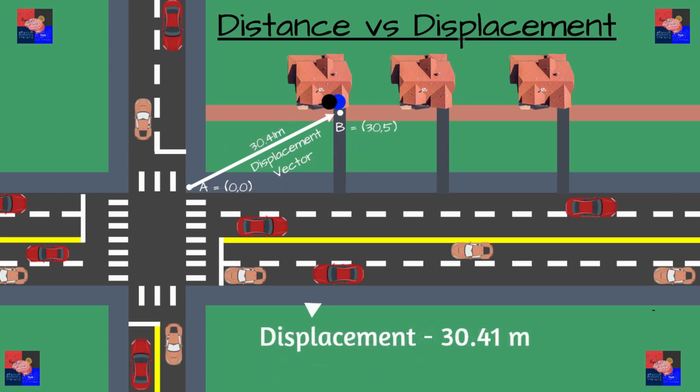And whereas you guys traveled different distances, you guys had the same displacement, because point A is the point that you and your friend are starting from, and point B is the house itself. So whereas your friend went 30 meters and 5 meters, he still had the 30.41 meter displacement. And distance can go all over the place, but the displacement between point A and point B does not change.